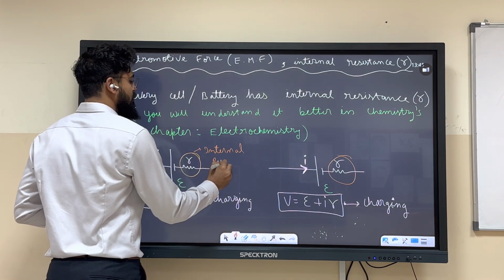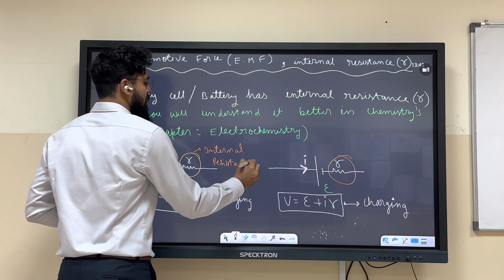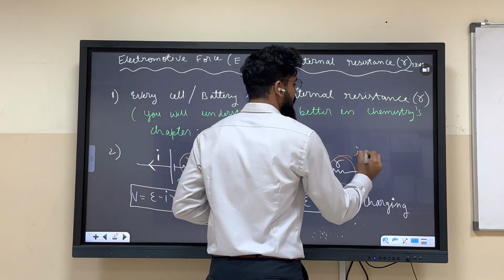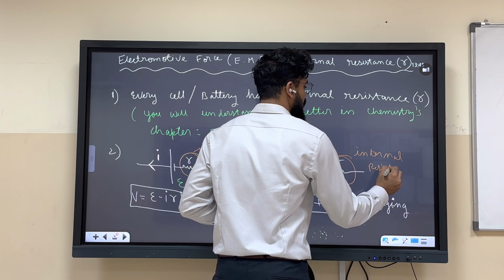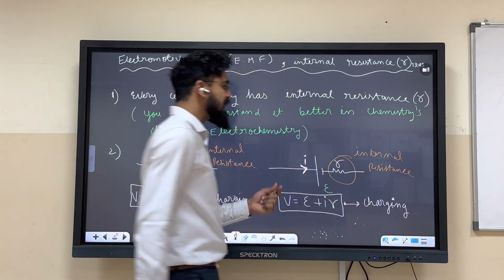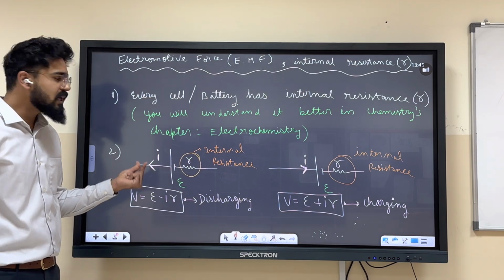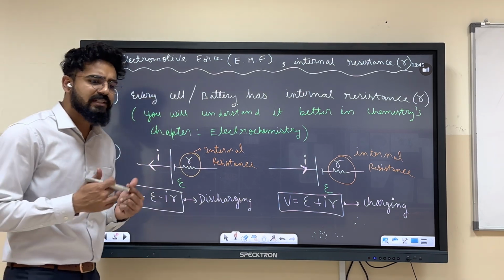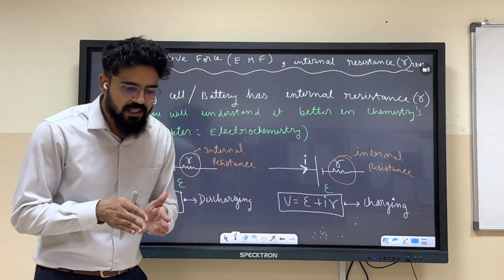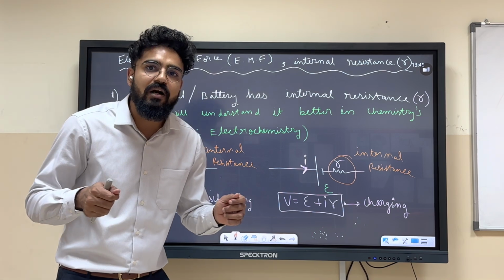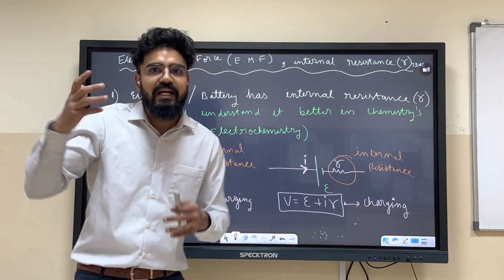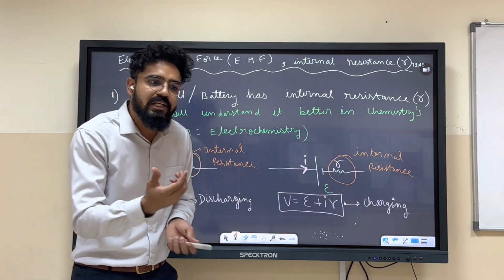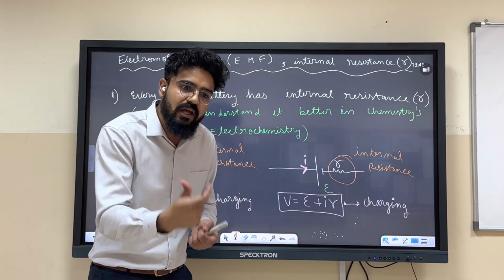Internal resistance. Okay, so basically, they just represent it. This is not a resistance that you can visualize, that you connect along the circuit. If we go to the lab, we will see the resistance which is connected to the circuit.